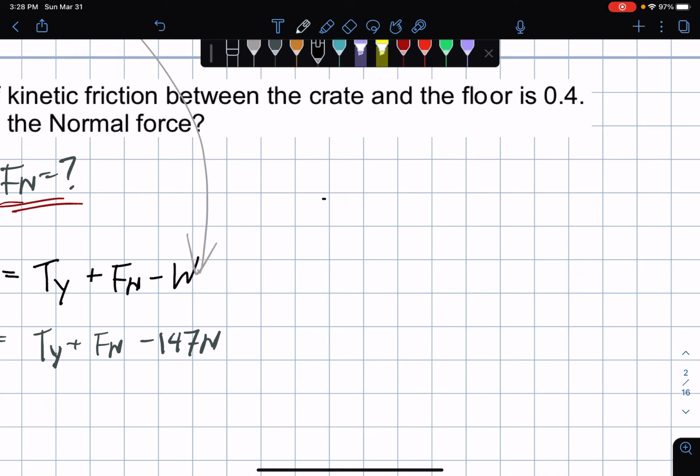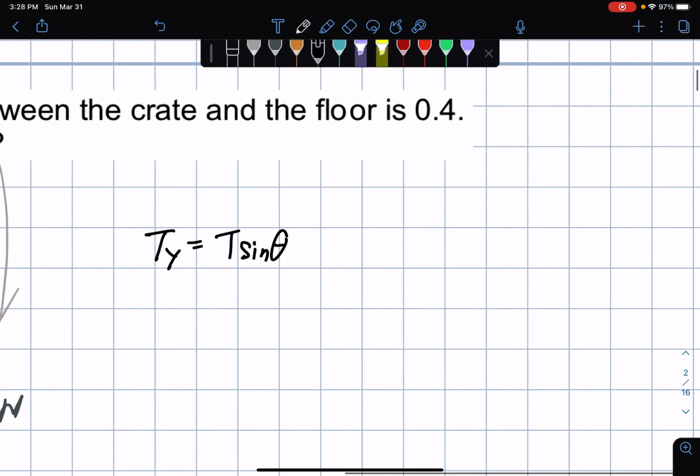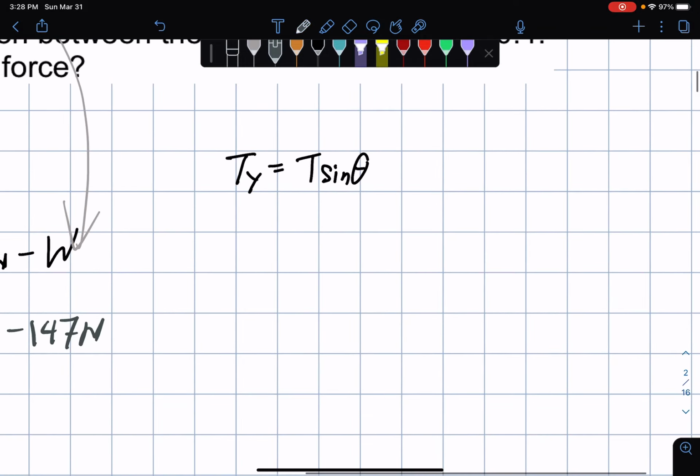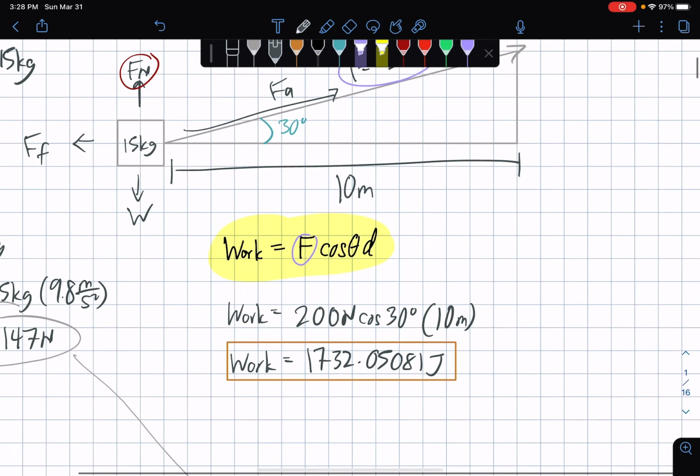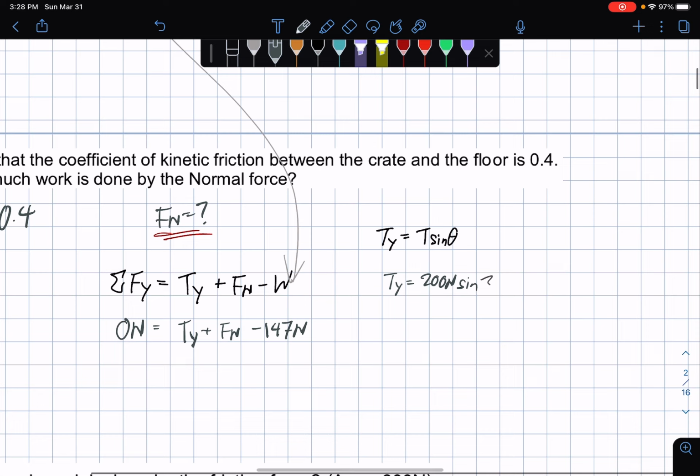There's another formula. Ty is equal to T sine theta. So tension y is equal to T sine theta. There's another formula related to that. If you're looking for Tx, or the tension with respect to the x-axis, it's basically T, and then instead of sine, we put cosine. But that's not what we need right now. It's Ty that we're looking for. So tension is said to be 200 newtons. Sine, what is the angle value? 30 degrees. So 200 sine 30, that is equal to 100 newtons.